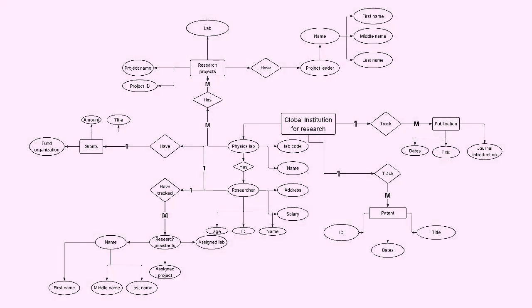Coming to our conclusion, this ER diagram provides a clear and logical structure for a global research institution management system. It not only covers the hierarchy of divisions and labs, but also integrates researchers, assistants, projects, grants, patents, publications, and dependents into a single unified system. By adopting such a database, the institution can better monitor research progress, manage resources, and evaluate outcomes accurately.